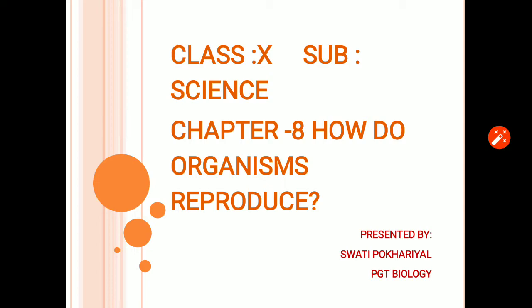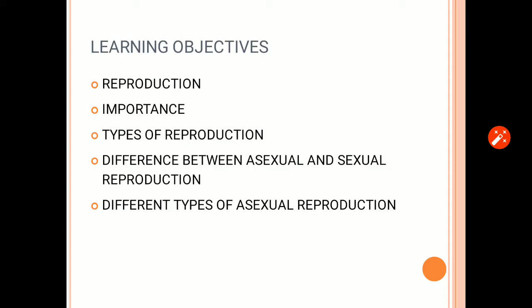Today, we'll take up chapter 8, How do organisms reproduce? And the topic that we will cover today is asexual reproduction. Now about the learning objectives of the session: reproduction, importance, types of reproduction, difference between asexual and sexual reproduction, different types of asexual reproduction. That means after completion of the session, you will be able to understand all these topics in a better way.